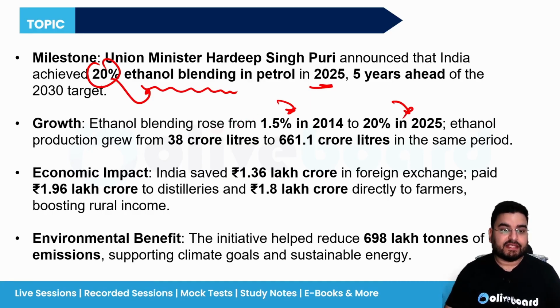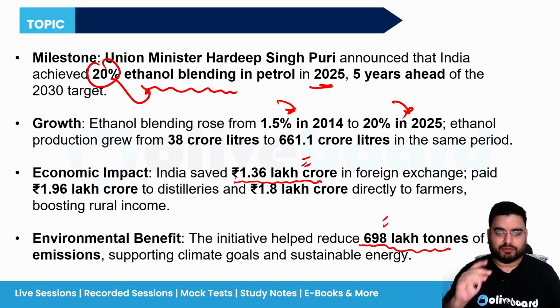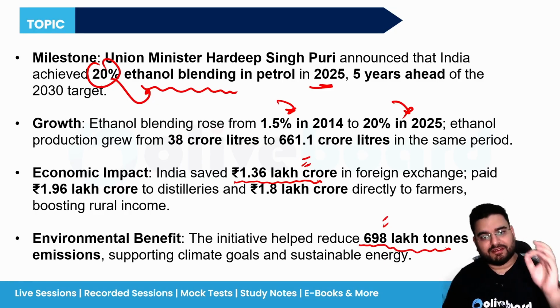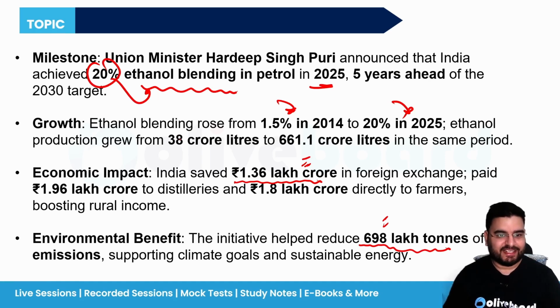And this has basically reduced our oil imports. It has saved 1.36 lakh crore in forex, right? Also, it has helped reduce 698 lakh tons of CO2 emission. So these two, see here, economy is also involved, environment also involved, right? बोलते ना, that is one arrow and two targets. एक तीर से दो निशाने, right? So the economic benefit was also there, and the environmental benefit we have also achieved. Got it?